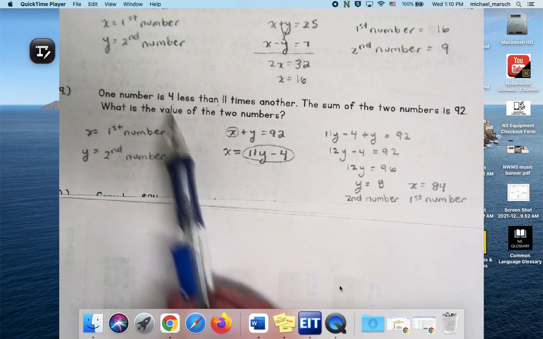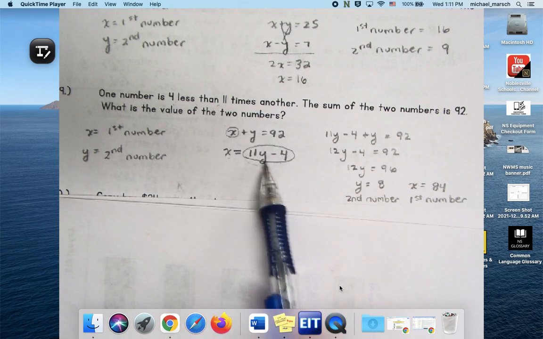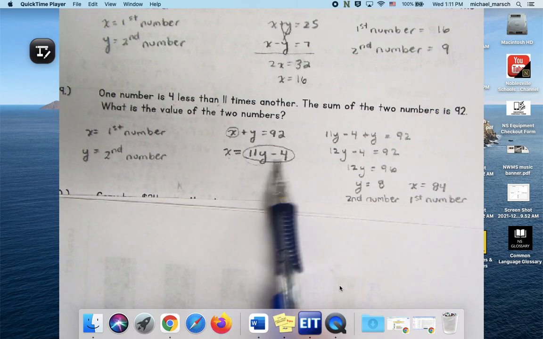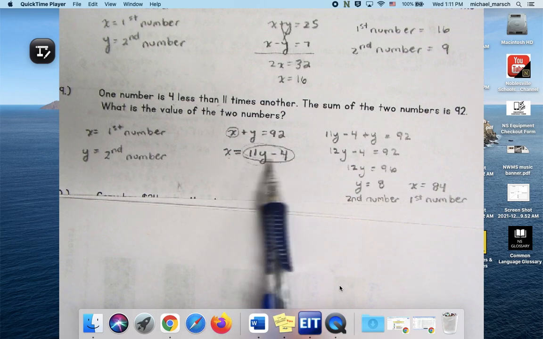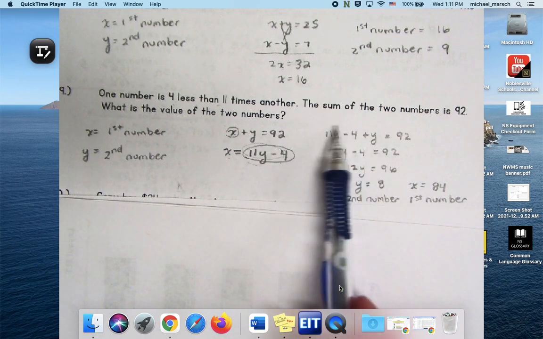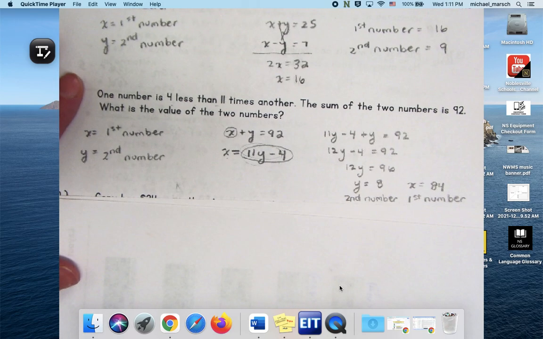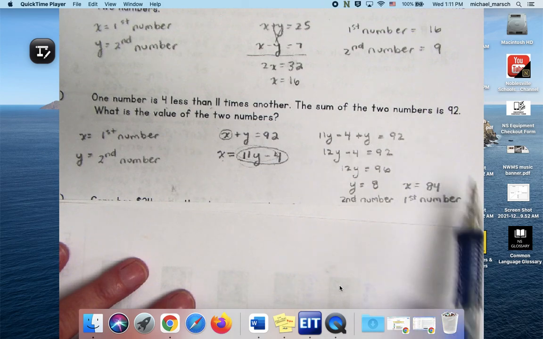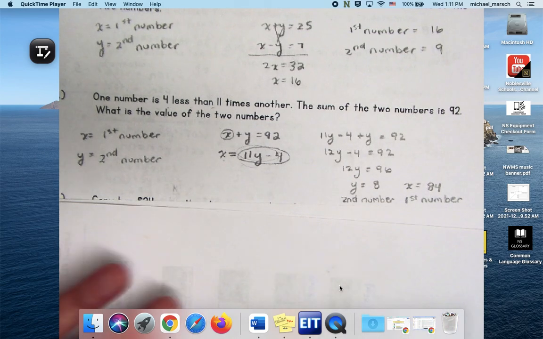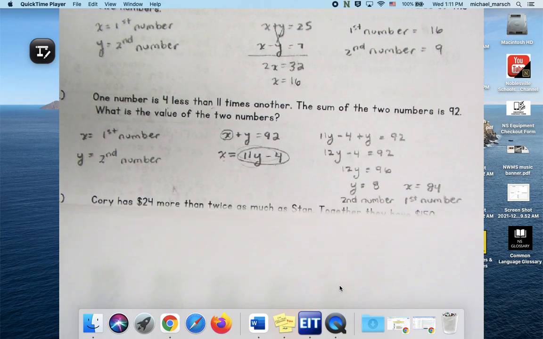One number is 4 less than 11 times a number. So I think we talked about how I subtracted that. This was already a substitution, so I just put this right here where x was. When I know the sum, it's pretty easy to find the other one because I can say, well, 8 plus what gives me 92? 84. Okay.